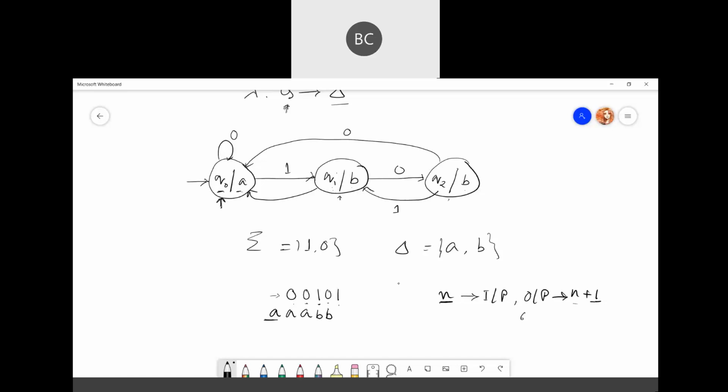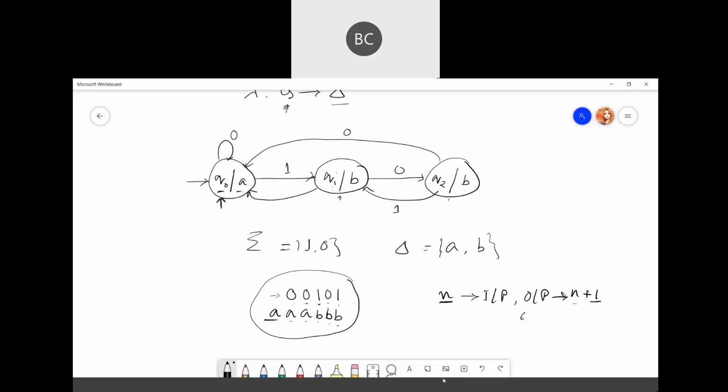Okay. So for Q1, what's the output? It is B. So see, what's the length? 1, 2, 3, 4, 5, and 6. Okay. That's how we find the output for every input symbol. Here it's always one extra output, because initially you will be at the initial state, and the initial state is also associated with an output.